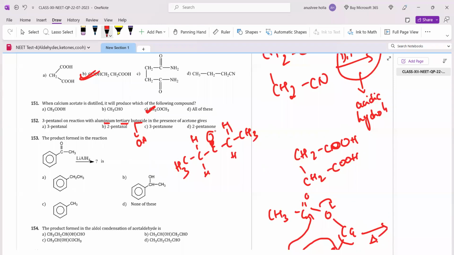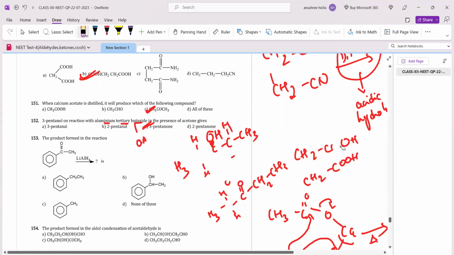So this is 3-pentanol, a secondary alcohol. A secondary alcohol on oxidation will yield a ketone, right? Now I will get a ketone: CH3CH2COCH2CH3. So this is 3-pentanone, 5 carbon atoms, same as it is. We just converted this alcohol to a ketone. We just oxidized this. So this aluminum tertiary butoxide will act as an oxidizing agent. So you'll get option C as the answer. Next question.